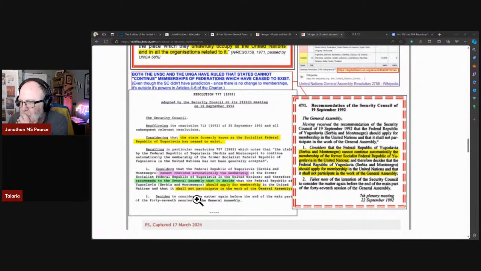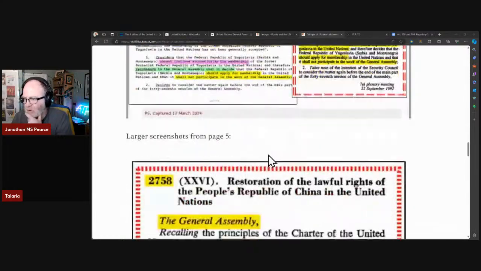And they recommend to the General Assembly that the General Assembly decides that Serbia and Montenegro should apply for membership and they shall not participate in the work of the General Assembly. So until they get membership, they don't have a place. Interesting. They're out of there. You're out of Dodge. They are out of Dodge.